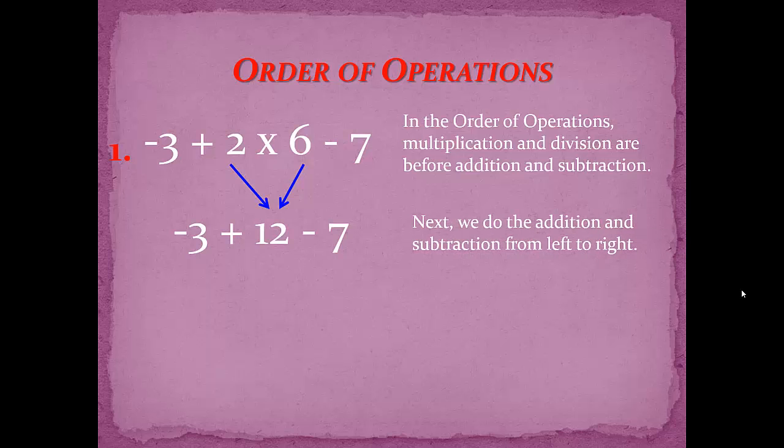Next, we're going to do addition and subtraction from left to right. So first we'll do -3 plus 12, and we get 9. So we have 9 minus 7, and now we're just going to subtract, and we get 2.